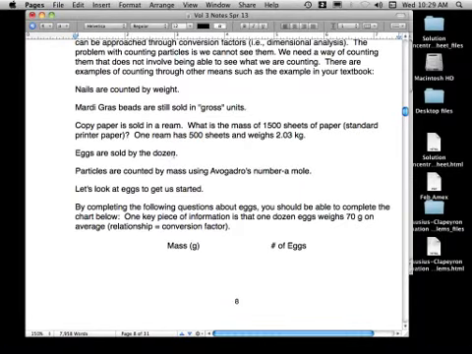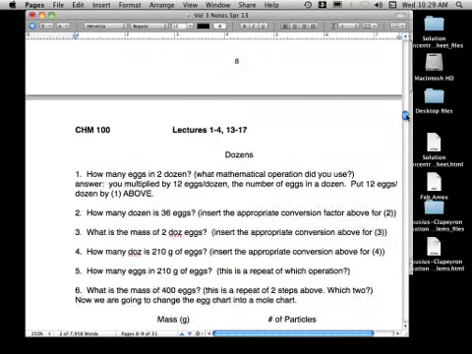Eggs are sold by the dozen, and we're going to use eggs today to introduce you to this counting unit, which is the mole. That's our counting unit in chemistry. How many things are in a mole? Avogadro's number. All right, so we're going to look at eggs to get us started because eggs are very familiar to you. And I am going to introduce what I call the chart.